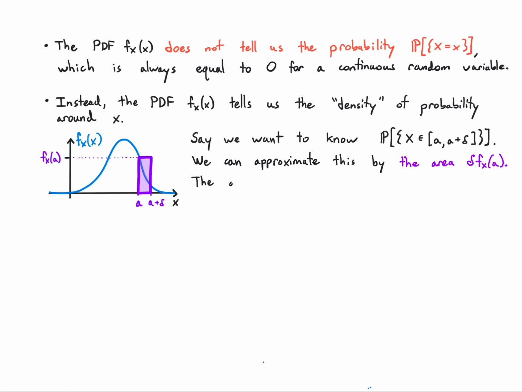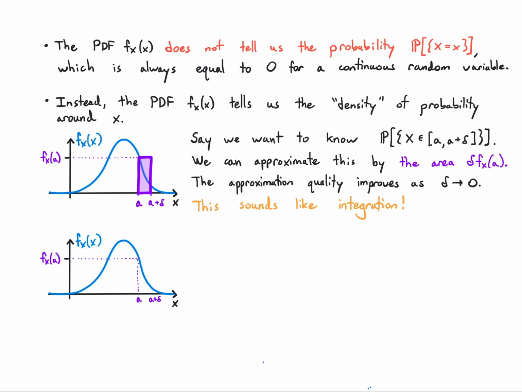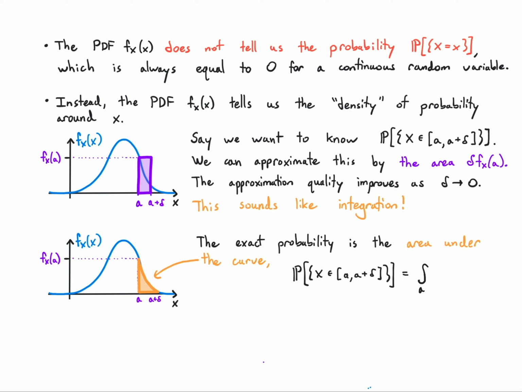This approximation quality is going to get better and better as delta gets smaller and smaller. And if this sounds like integration to you, you're exactly right. This is integration. So this is a good approximation of the probability of landing in that interval. Let's actually work out the probability. It turns out the probability is just the area under the curve. So if I want to know the probability of falling in between a and a plus delta, then it's just going to be the integral from a to a plus delta of f of x dx.